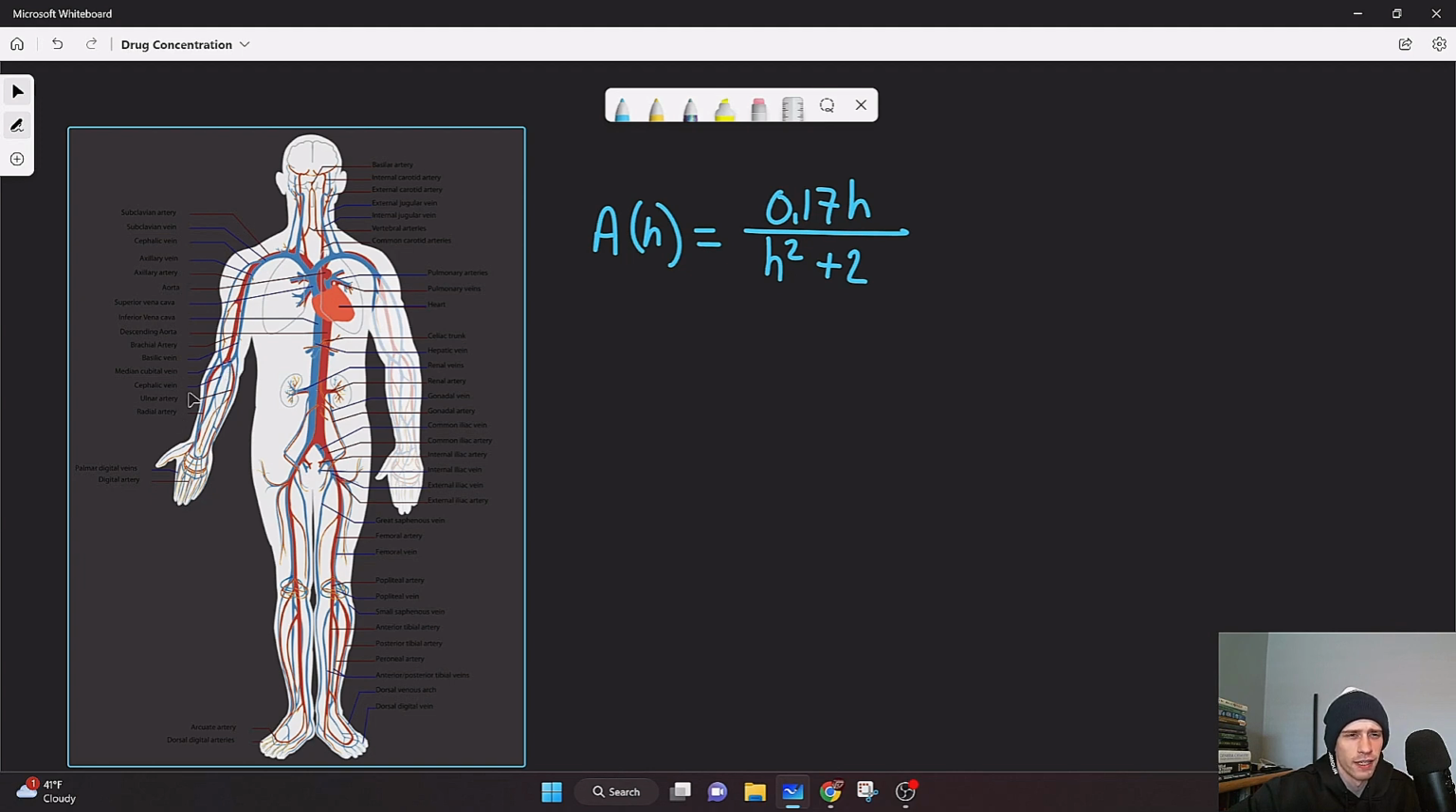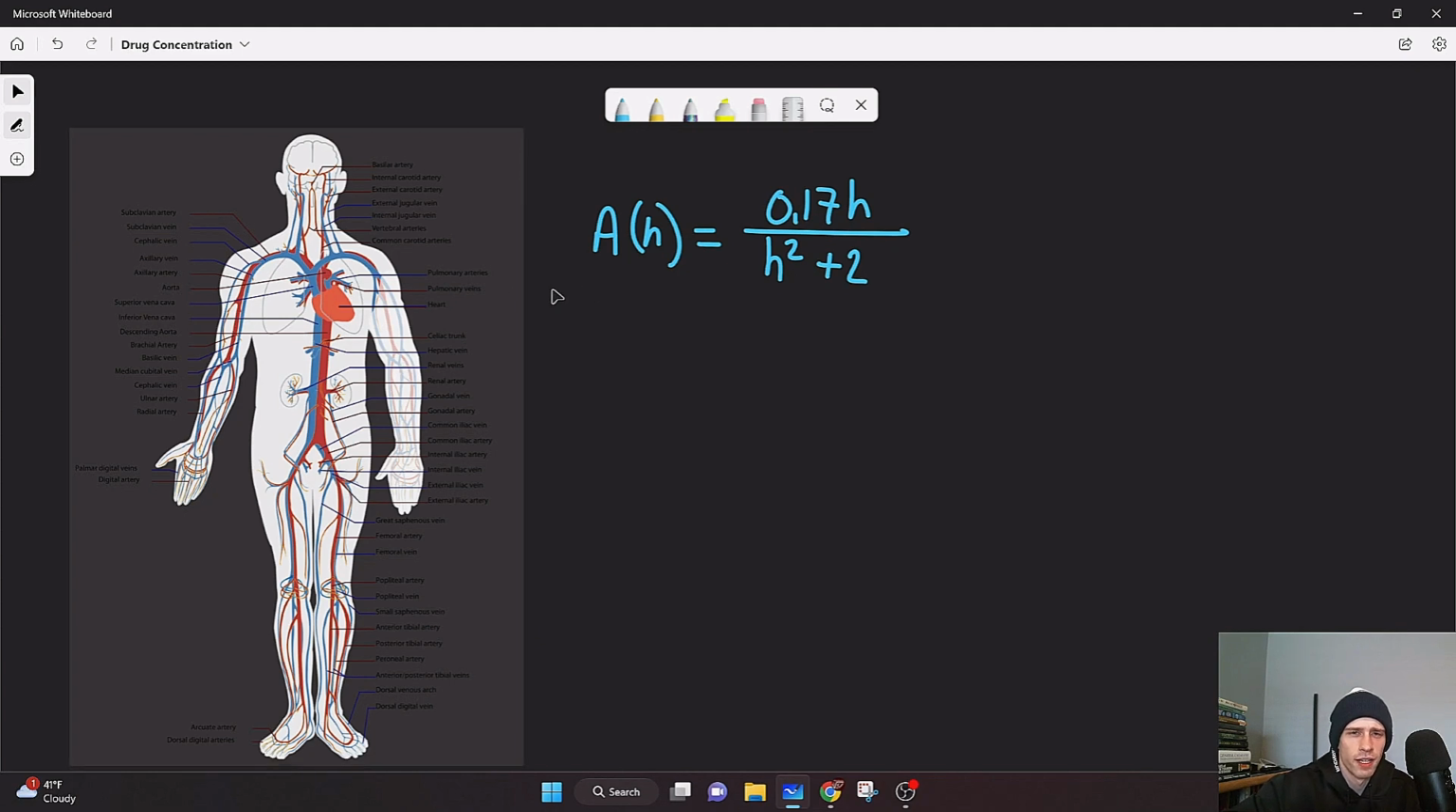particular drug. And this drug is injected in the arm and it is circulating in the bloodstream. And this concentration of the drug over time, where h equals hours, can be represented by this model here. And so if we were to apply limits to this model, we would get the limit as h approaches infinity of A of h.